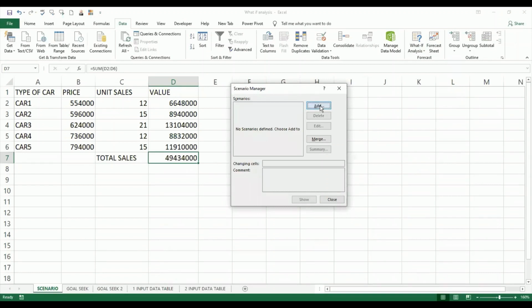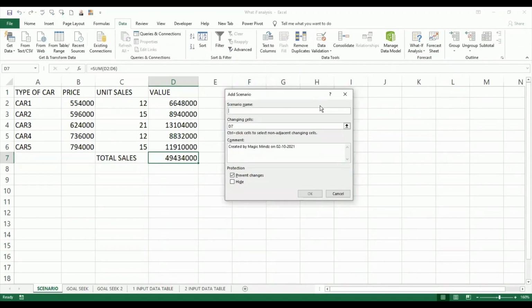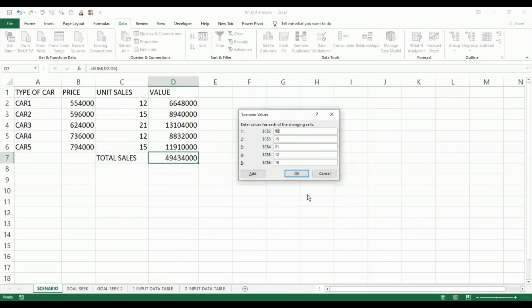So I say, okay, I want to add, and I give a scenario. Suppose worst case. So I'll just call this the worst case. They ask me what's going to be changing in analyzing your scenario. What's going to change is the unit, the number of cars that are going to be sold. And I say okay to it. So I created one scenario known as the worst case. This window has come up telling you, please put the values that you think are going to be the values in your worst case.